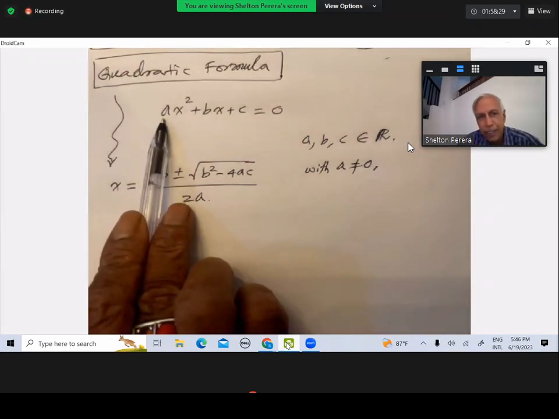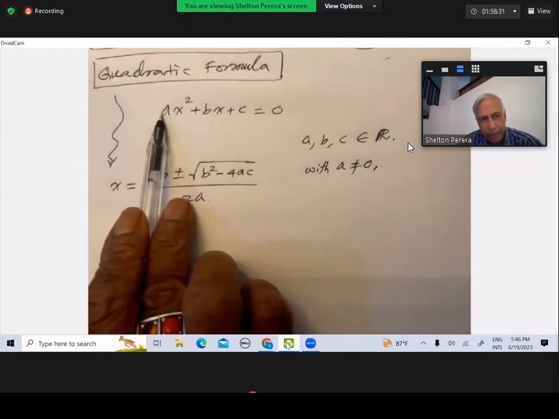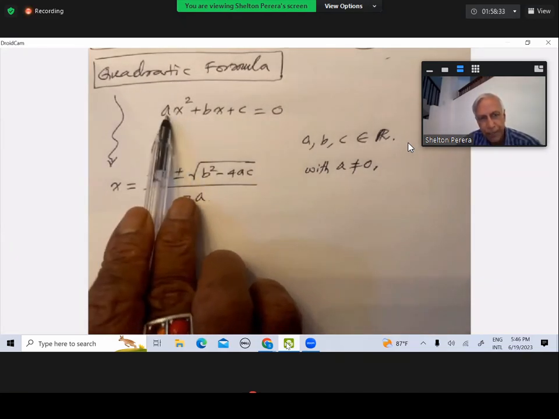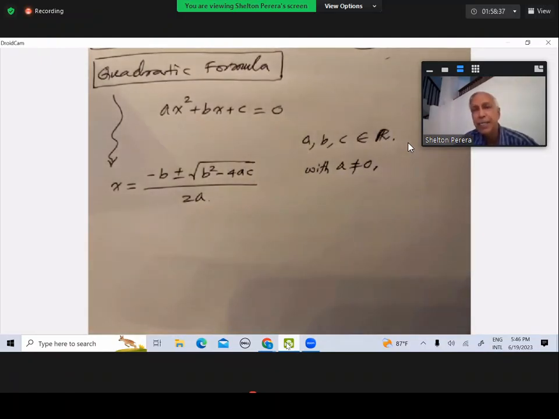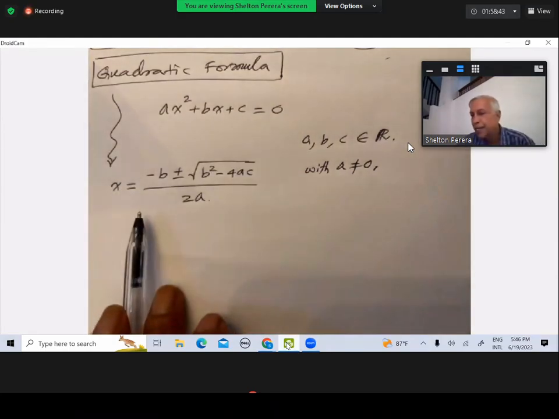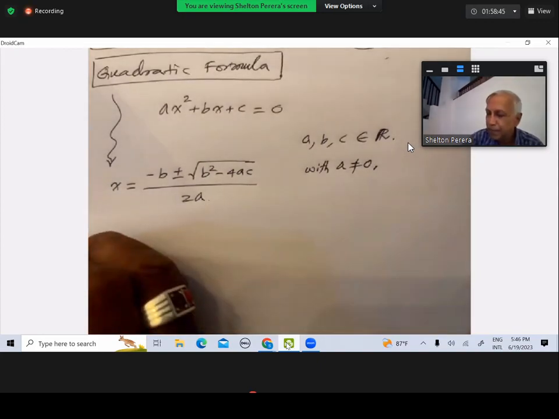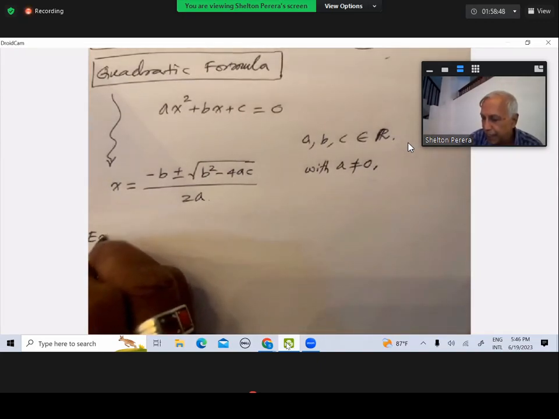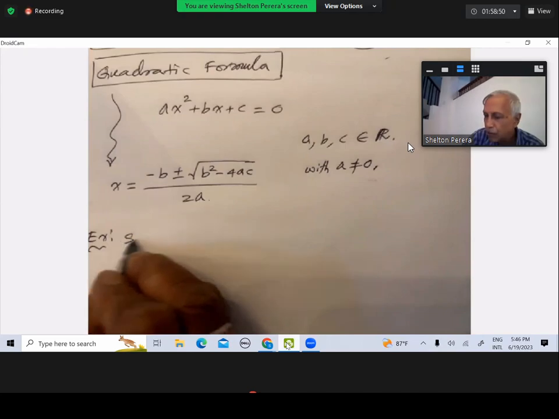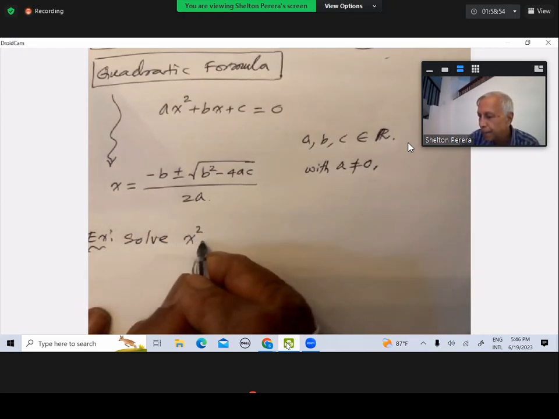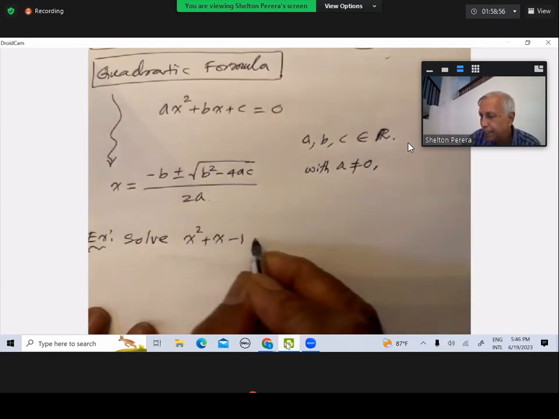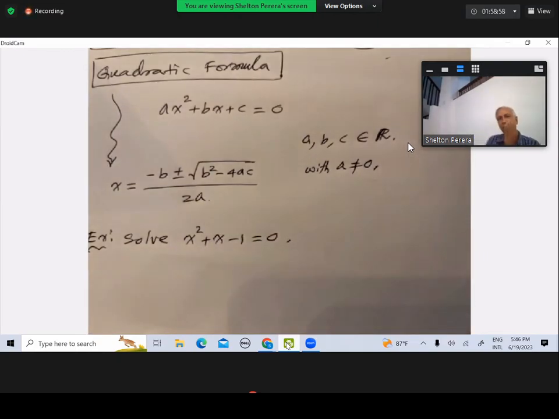What are the coefficients in the formula? a is the coefficient of x squared. b is the coefficient of x. c is the constant term without any x. Using those three, we can write down the solutions. So let me now try an example. Example, solve x squared plus x minus 1 equal to 0.